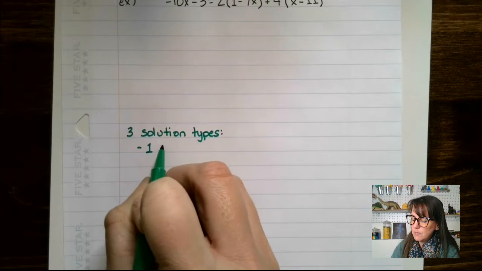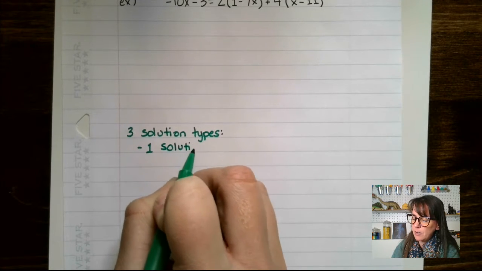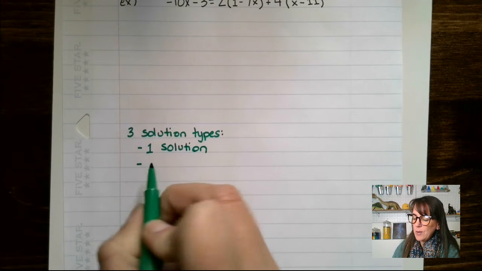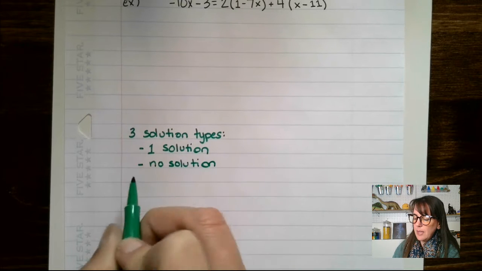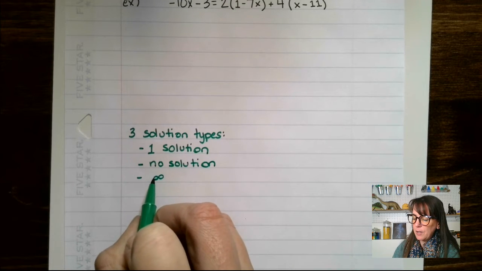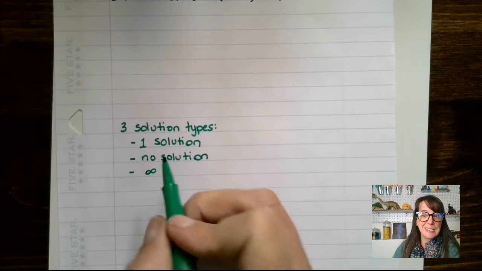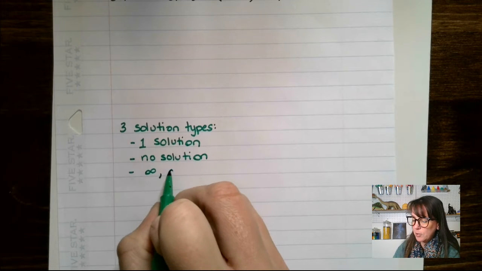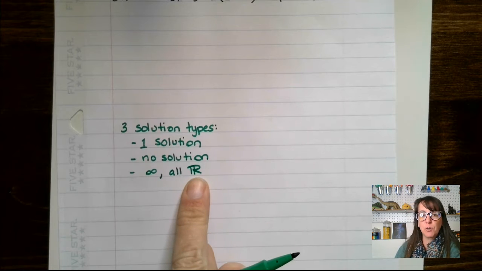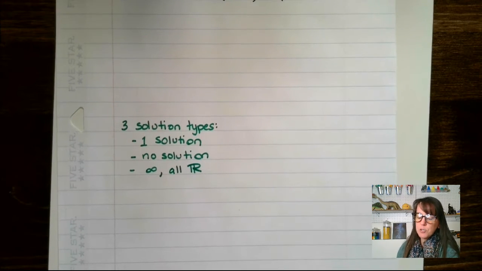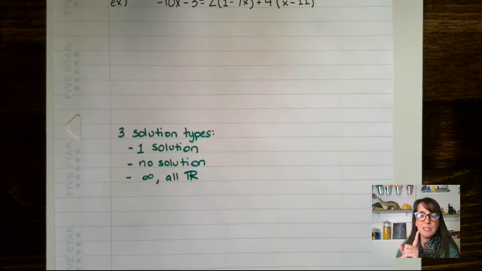One solution. That's normal. That's where you solve it and you get an answer. Then we have no solution. Then we have infinite number of solutions. That's a little infinity sign. Or you can say all real numbers. Any number would work. All real numbers. That's the abbreviation for real numbers. So we've got those three different solution types. So let's talk about that.